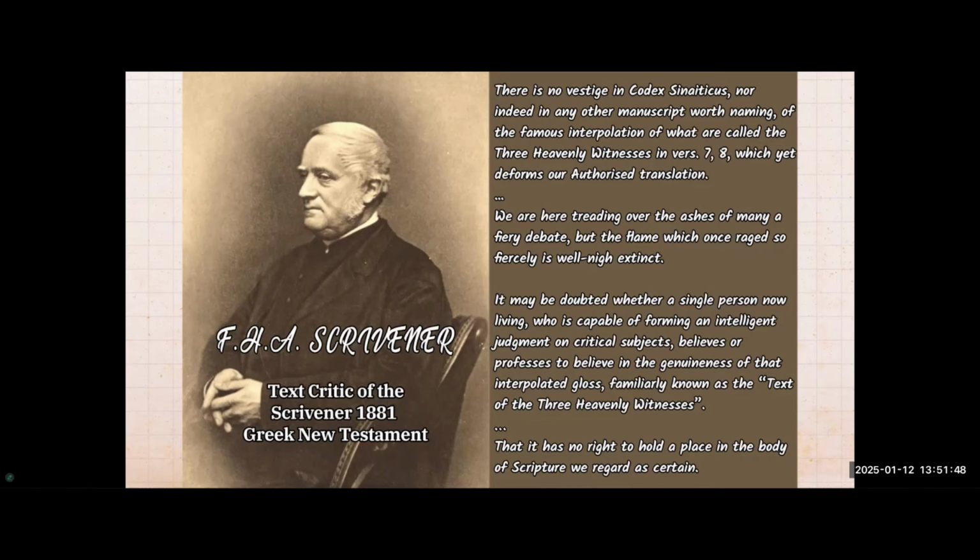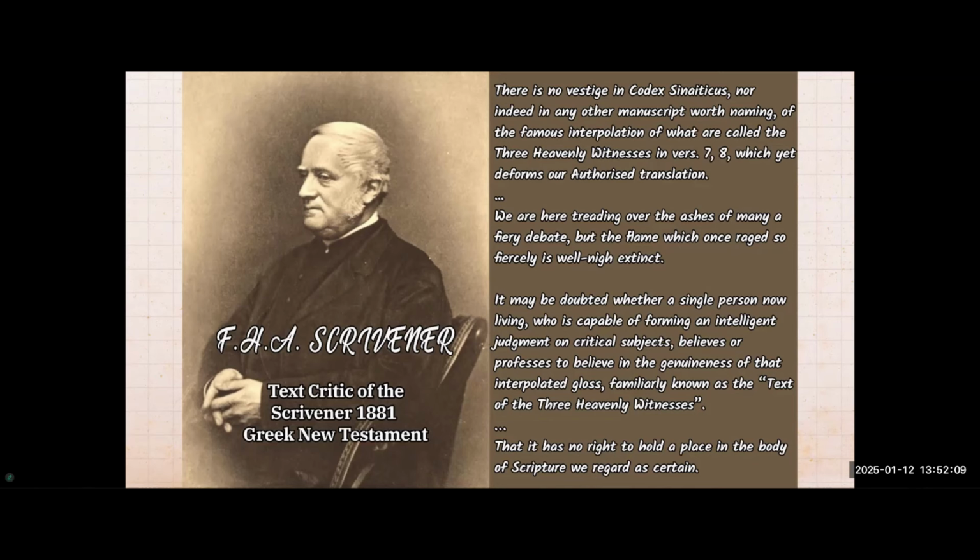There's no vestige in Codex Sinaiticus, nor indeed in any other manuscript worth naming, of the famous interpolation of what are called the 3 heavenly witnesses, or the Johannine comma, as we've been calling it, in verses 7 and 8, which yet deforms our authorized translation. He means the KJV. We are here treading over the ashes of many a fiery debate, but the flame which once raged so fiercely is well nigh extinct.